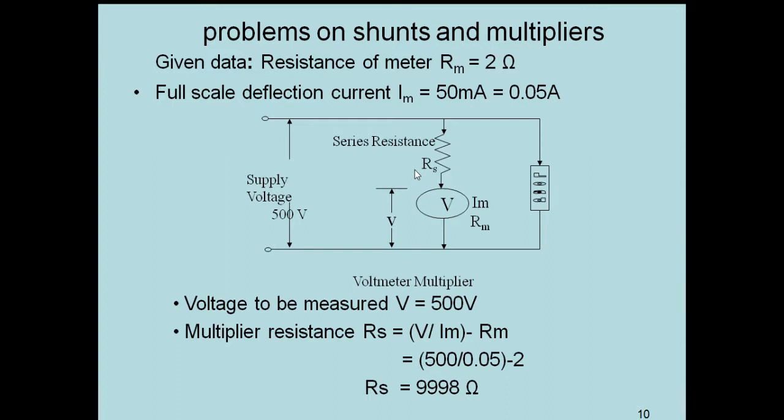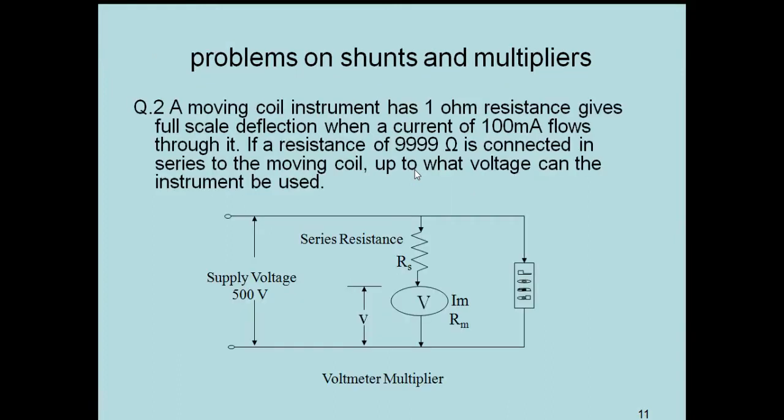Okay, next problem. A moving coil instrument has 1 ohm resistance, gives full scale deflection when a current of 100 milliamperes flows through it. If a resistance of 9999 ohms is connected in series with the moving coil, up to what voltage can the instrument measure?